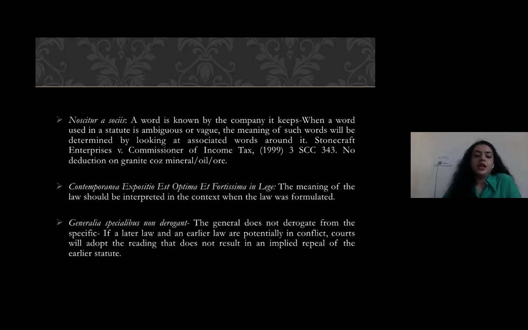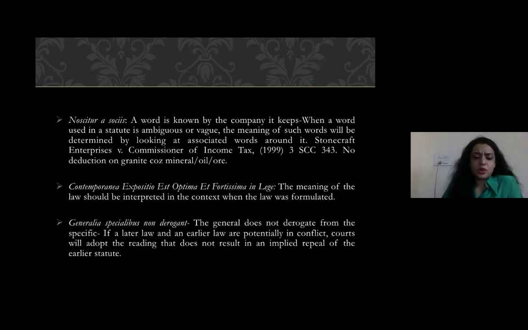Then there is contemporanea expositio est optima et fortissima in lege. This basically just means that we have to look at the time at which the statute was passed, and that will provide us the purpose and the context in which the lawmakers intended it to be.